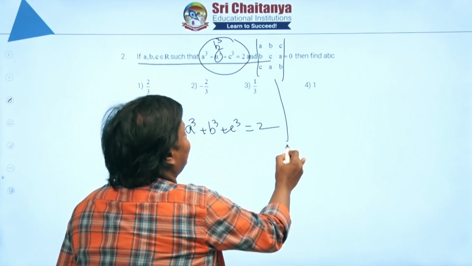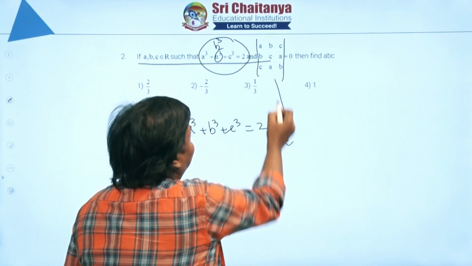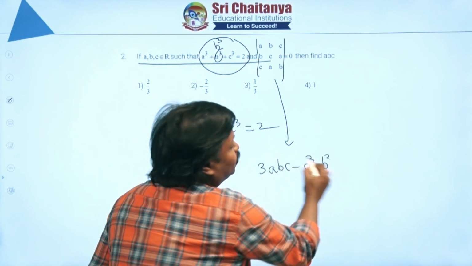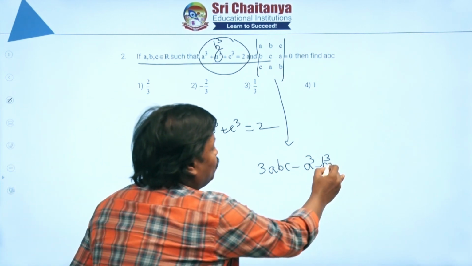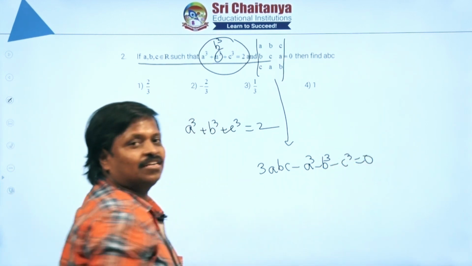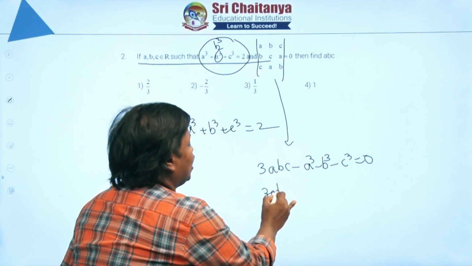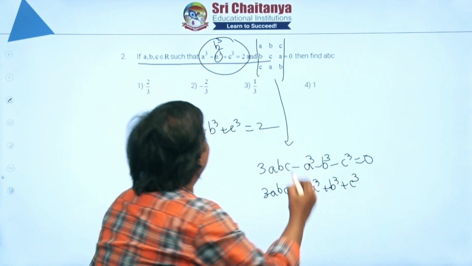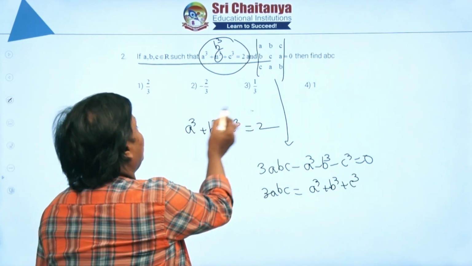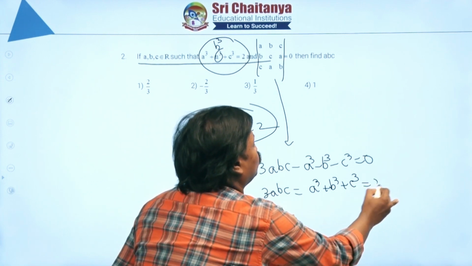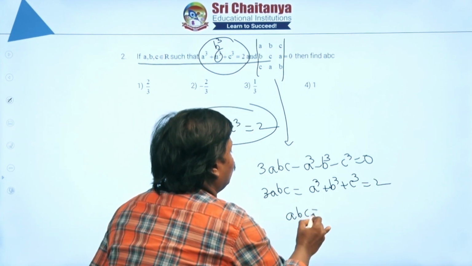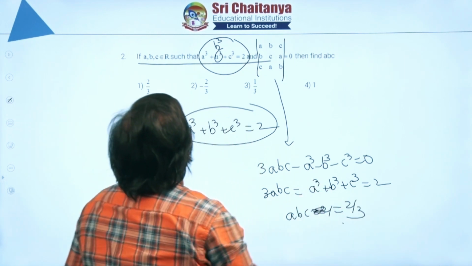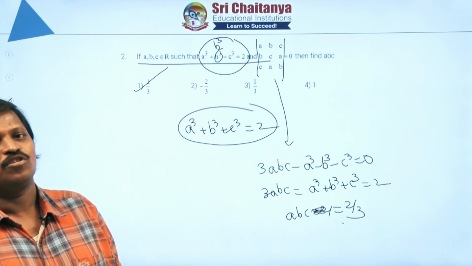This is a standard determinant only, everybody can solve that. Just expanding, you will get 3abc minus a cube minus b cube minus c cube equals 0, which means 3abc equals a cube plus b cube plus c cube. But what is a cube plus b cube plus c cube? He gave 2. So this value is 2. Then abc equals 2 by 3. So the answer will be 2 by 3. This is a very simple question from determinants.